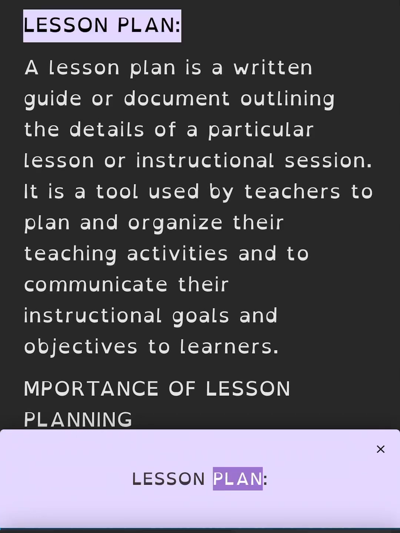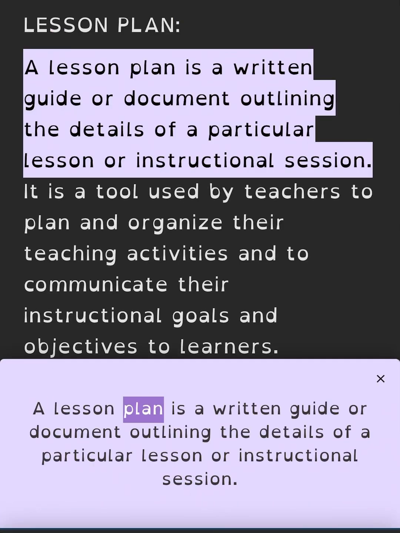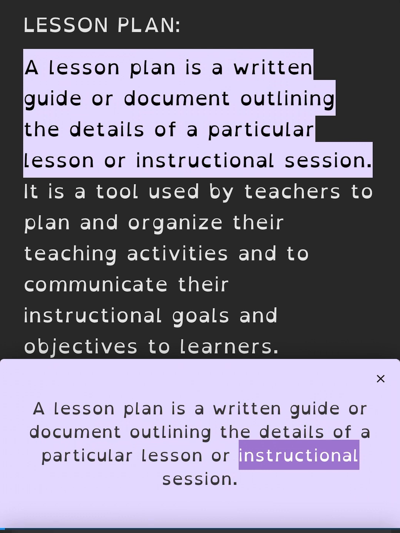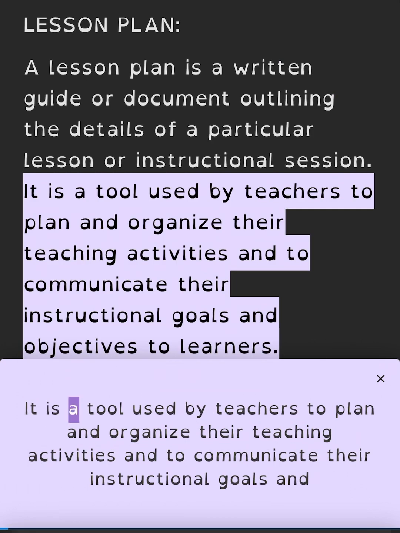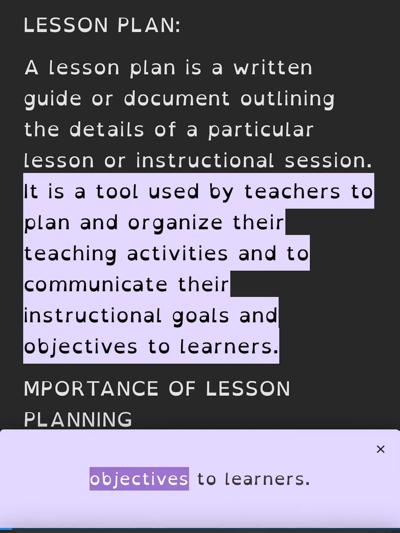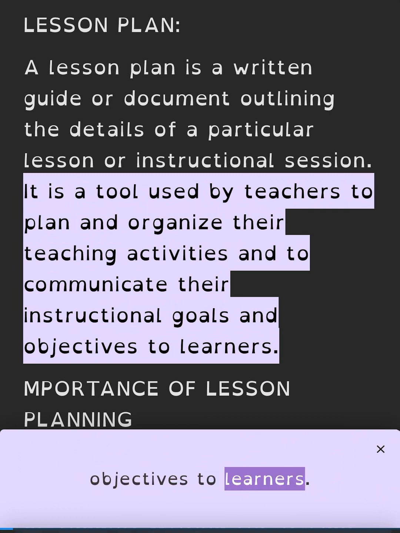Lesson plan. A lesson plan is a written guide or document outlining the details of a particular lesson or instructional session. It is a tool used by teachers to plan and organize their teaching activities and to communicate their instructional goals and objectives to learners.